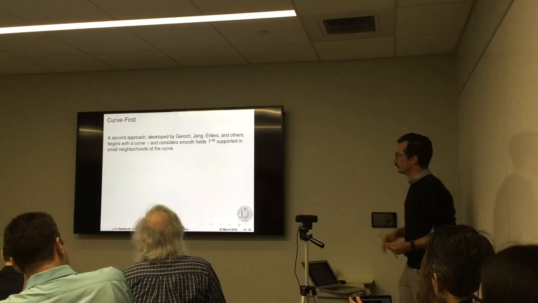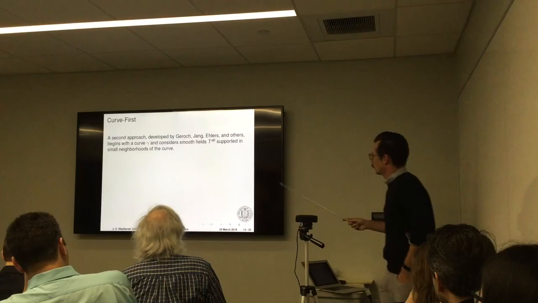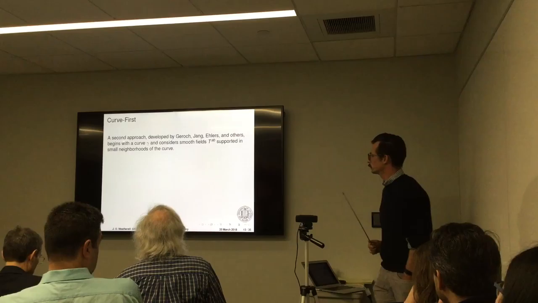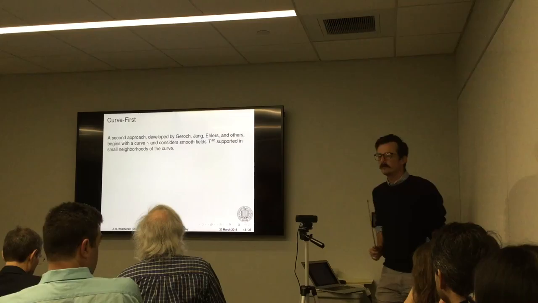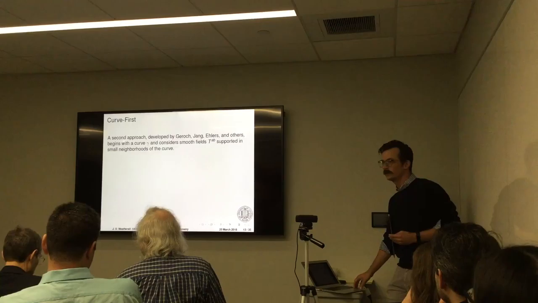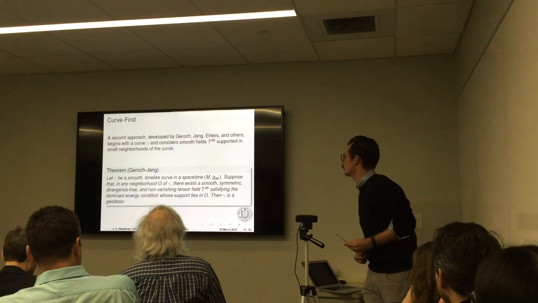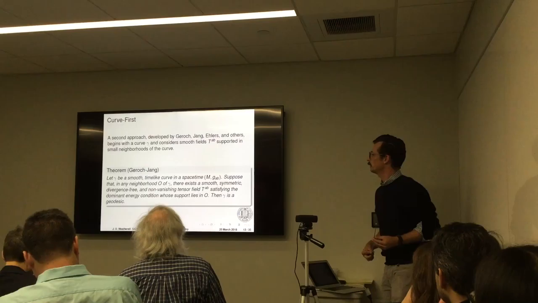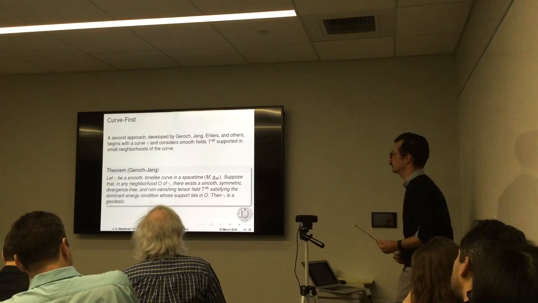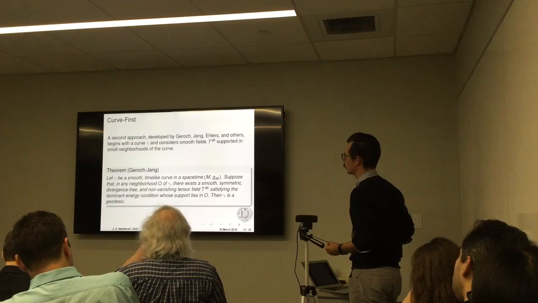Okay, so here's a second approach that first appeared in the late 1970s, developed by Bob Geroch, Pong Soo Jang, and Jürgen Ehlers, and others. Bob Wald has worked on this quite recently. Here you begin with a curve, and you consider smooth fields that are supported in small neighborhoods of that curve. These smooth fields are, again, going to represent stress energies of small bodies. You then prove theorems of the following form. Let gamma be a smooth time-like curve in some space-time. Suppose that in any neighborhood O of gamma, there exists a smooth, symmetric, divergence-free, non-vanishing tensor field T_AB that satisfies the dominant energy condition and whose support lies in the neighborhood O.